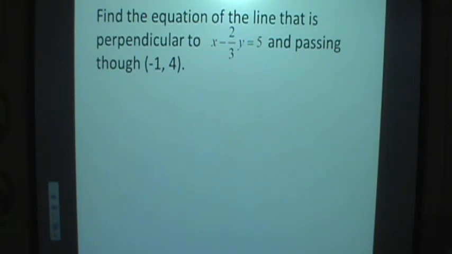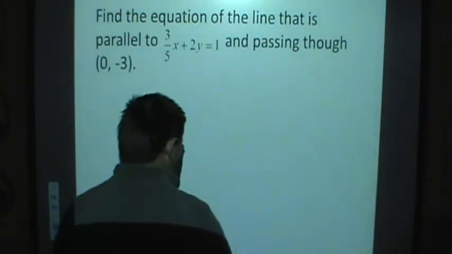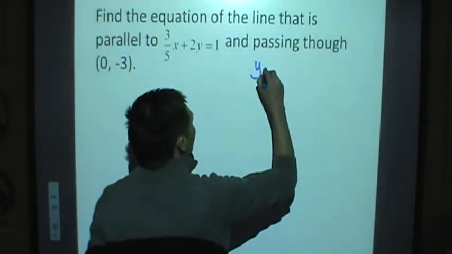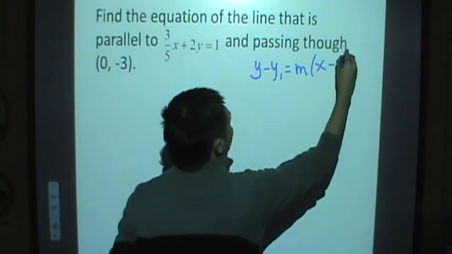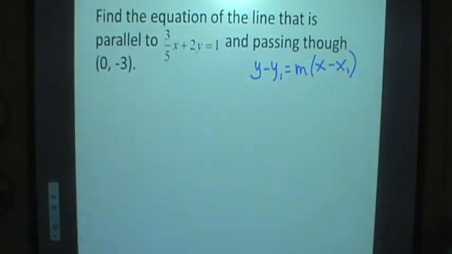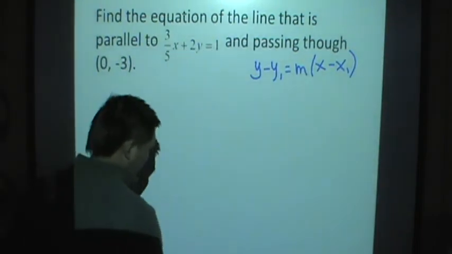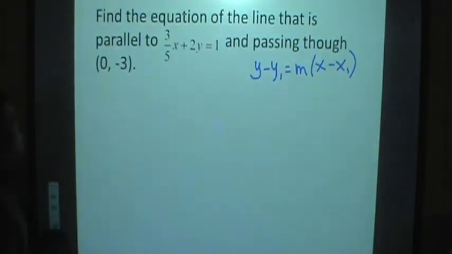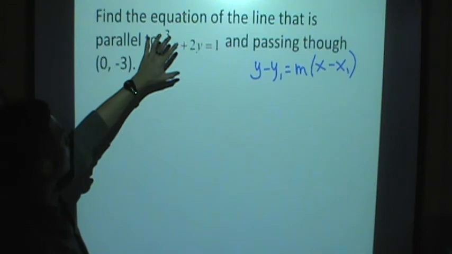Let me go back there now. Again, to solve for this, we have to use y minus y1 equals m times x minus x1. Okay? But again, we need to find the slope. Let's use that formula, that equation to find the slope. So here we got 3 over 5x plus 2y equals 1. We need to find the slope.